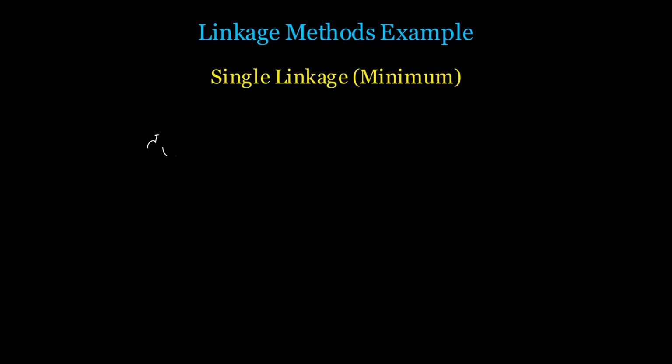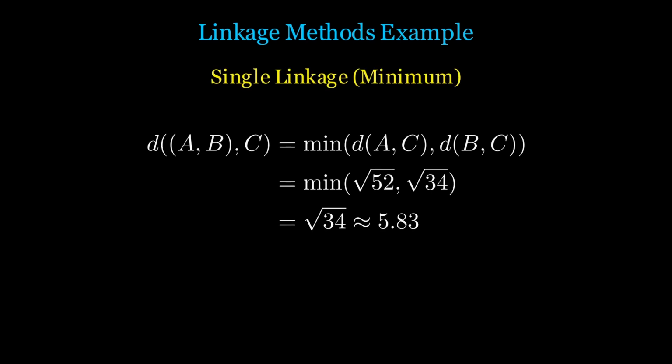In single linkage, the distance is defined as the minimum of the pairwise distances between the clusters. In this case, it is the minimum of the distance from A to C and B to C. Comparing the square root of 52 and the square root of 34, the square root of 34 is the smaller value. This gives us the single linkage distance.